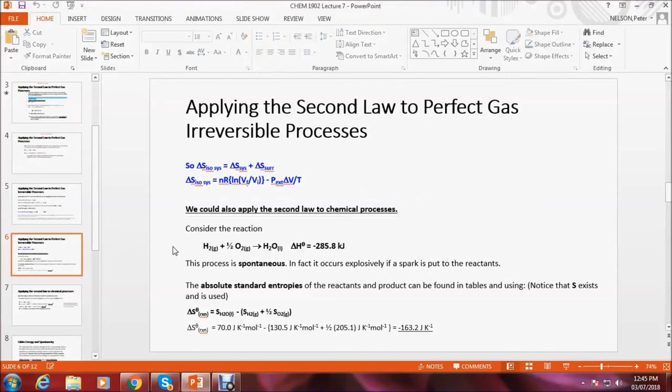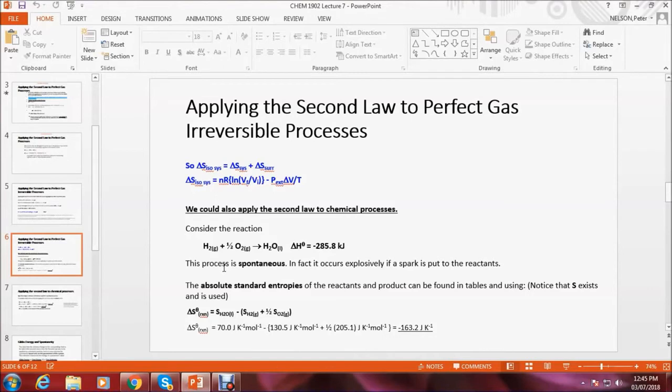Now let's look at an example. For example, a reaction of hydrogen gas with oxygen gas to produce water. The standard enthalpy change for such a process is equal to minus 285.8 kilojoules. Right? So that is our standard enthalpy change for this reaction.